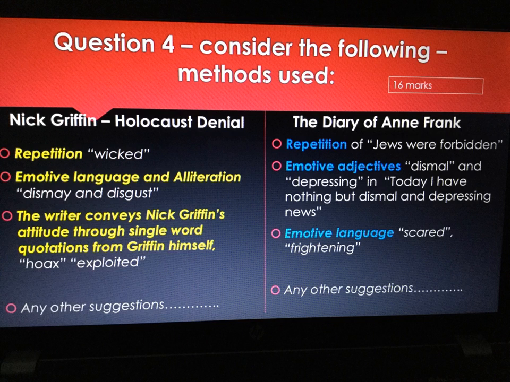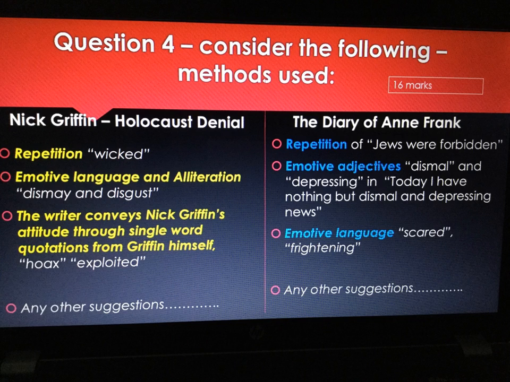The methods used then. Actually, the methods used by both are quite similar. Nick Griffin, we have the repetition of the adjective wicked. Likewise, in terms of repetition, Anne Frank repeats quite a few times, Jews were forbidden. They both use emotive language. Anne Frank more so for obvious reasons, but they both do. Nick Griffin's emotive language also uses alliteration when it says dismay and disgust. Whereas in Anne Frank's diary, you've got quite a lot of emotive language. You've got dismal, depressing, scared, frightened. Again, she uses alliteration in dismal and depressing, so that is another similarity, emotive language and alliteration there.